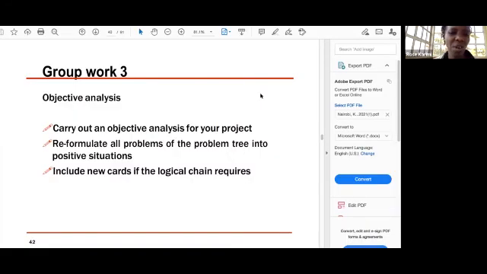So I think what we've done is reformulate all the problems of our problem tree into positive situations in the future. And we can go on and on to make sure that it is really final, to make sure that it's really good. Next.